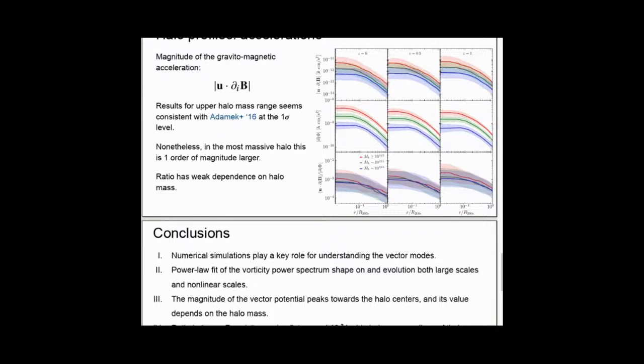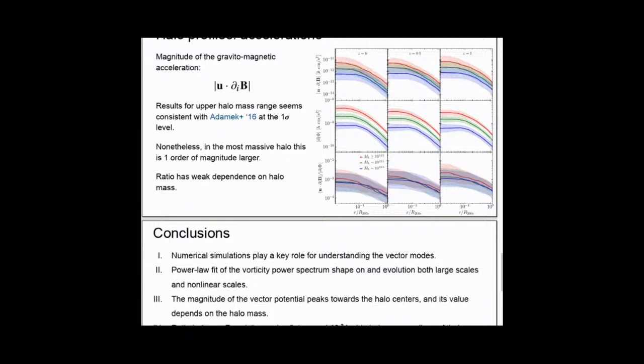Again, let's focus on redshift zero here. Each color is again the same mass region as before. On the top, I'm showing you the magnitude of the gravitomagnetic force. These are the profiles. There is also correlation with the mass. On the top mass range, at the one sigma level, the magnitude of this acceleration is also compatible with some previous result found with G-evolution. However, if you look at the actual most massive halo in the simulation, it lies beyond this one sigma region. It's actually roughly one order of magnitude larger.